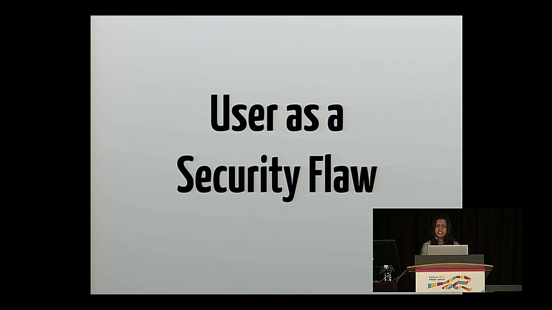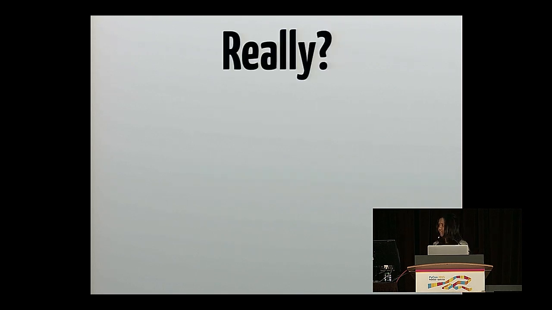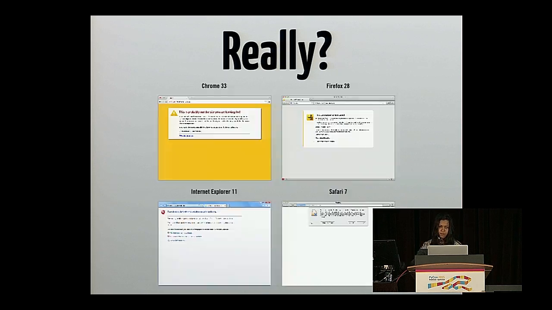In a lot of cases, the user can be considered a security flaw because they do insecure things, right? For example, clicking through certificate warnings. But I don't think it's really the user's fault. We don't prevent them from connecting to websites with invalid certificates because we train them to click through warnings by having so many of them.